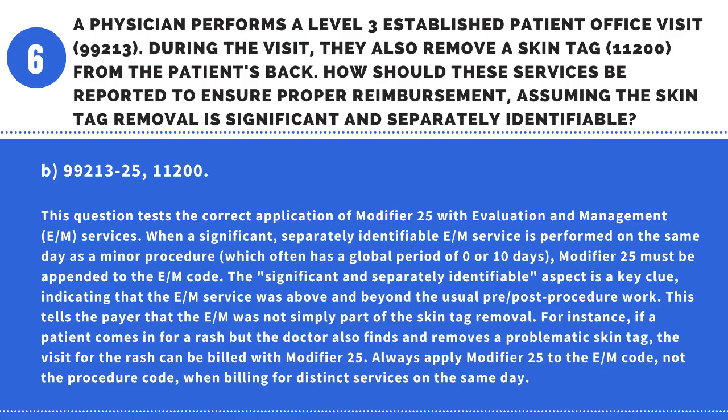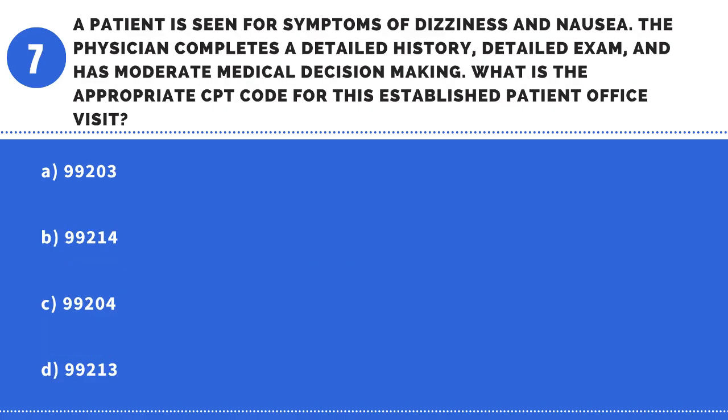For instance, if a patient comes in for a rash but the doctor also finds and removes a problematic skin tag, the visit for the rash can be billed with modifier 25. Always apply modifier 25 to the E/M code, not the procedure code, when billing for distinct services on the same day. Question 7. A patient is seen for symptoms of dizziness and nausea. The physician completes a detailed history, detailed exam, and has moderate medical decision-making. What is the appropriate CPT code for this established patient office visit?